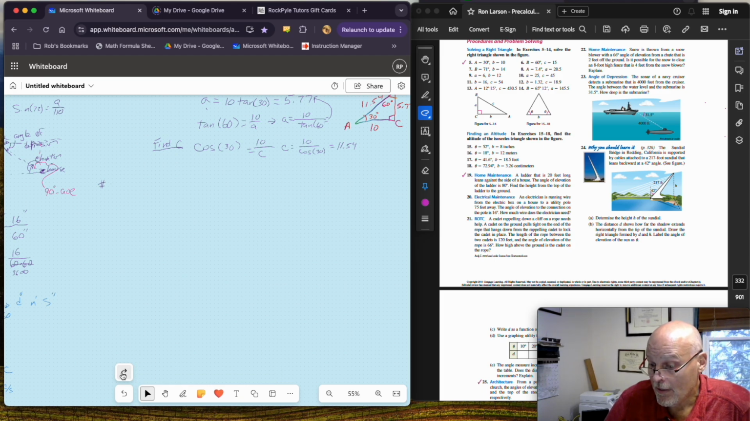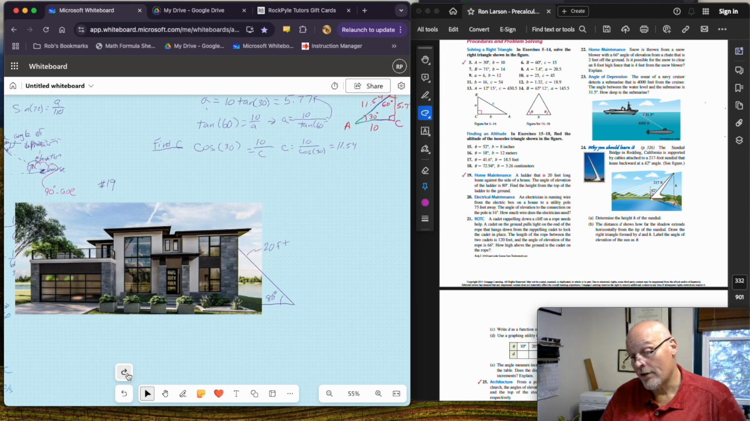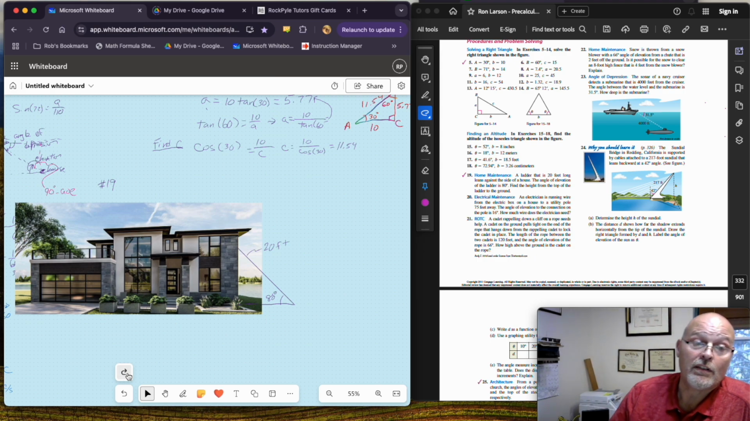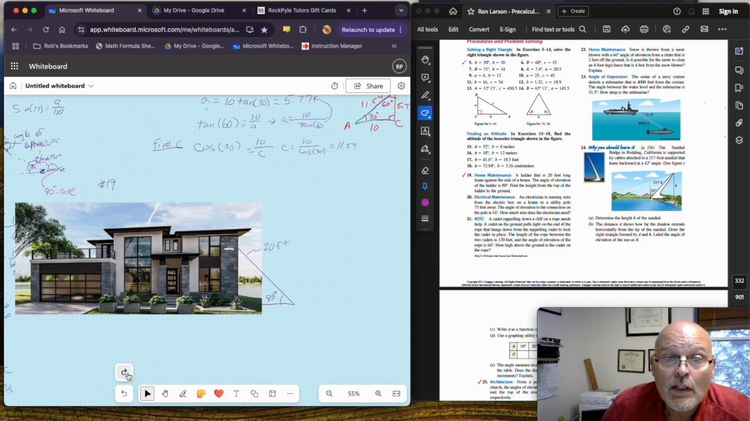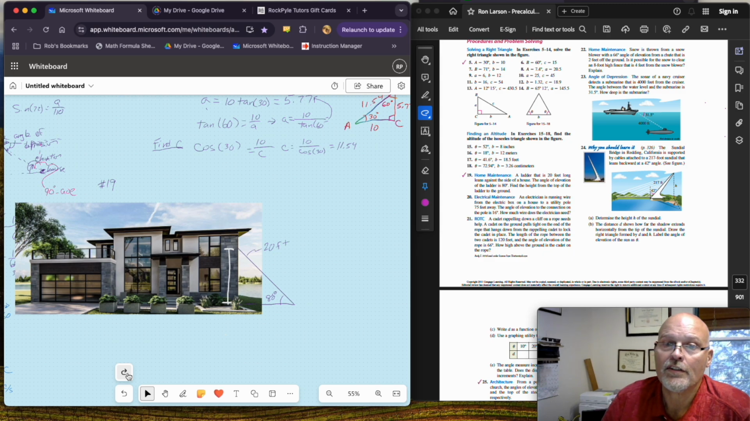So, first thing we need is a house. Man, I wish I could have a house like this. But we have a ladder leaning up on the side of the house, which is 20 feet long. And then if I draw the base, the angle of elevation is 80 degrees. Not drawn to scale, but we'll see what the numbers look like. So what I'm looking for is the height where the ladder touches the house to the ground. So that's going to be H.